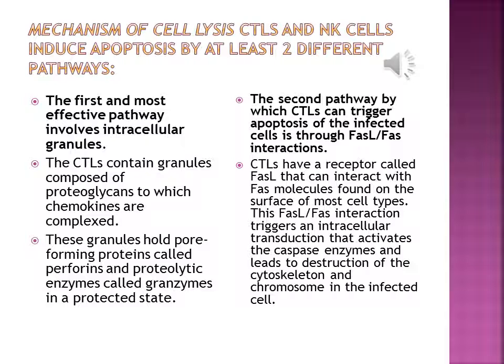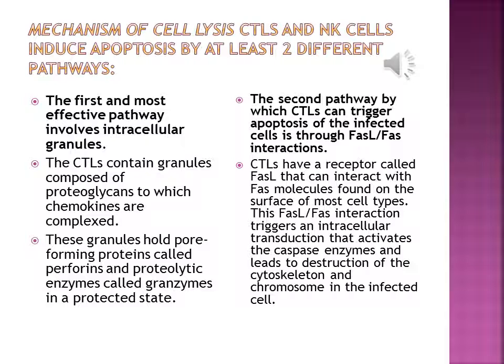The mechanism of cell lysis by cytotoxic T cells and natural killer cells induces apoptosis by at least two different pathways. The first and most effective pathway involves intracellular granules, where cytotoxic T cells contain granules composed of proteoglycans to which chemokines are complexed. These granules hold pore-forming proteins called perforins and proteolytic enzymes called granzymes in a protected state.